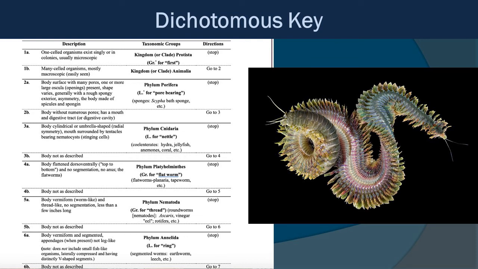So we're going to go to question number 5, A and B. Now, 5A: body vermiform, worm-like and thread-like, no segmentation. We have segmentation, so we're going to skip 5A and go to 5B, and it's going to tell us to go to number 6. So here's question 6. Body vermiform, segmented, appendages when present not leg-like. That looks like us because we have segmentation and we have those appendages, which are actually what we call parapodia. We'll learn that later, that come out of the worm. So this would be phylum Annelida. And now we've found that this is a worm that's in phylum Annelida.